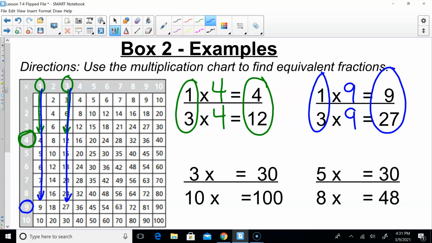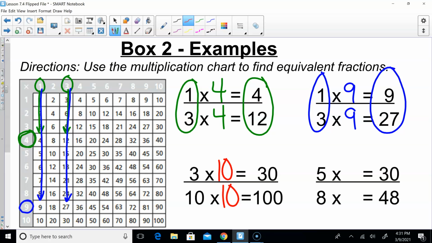Here we have one. We've got 3 times something equals 30, and 10 times something equals 100. Hopefully, they're just showing out of your head. Yes, I know this, I know this, I know this. That would be the number 10. So 10 times that one.